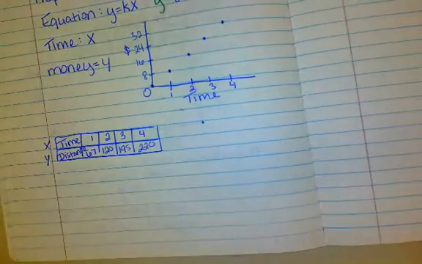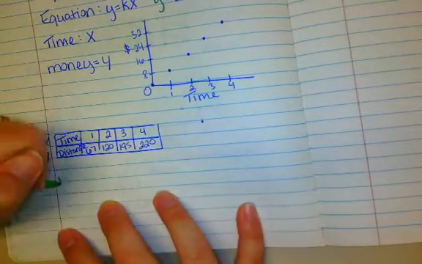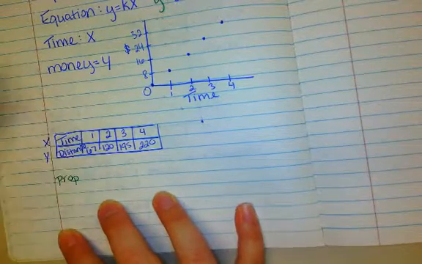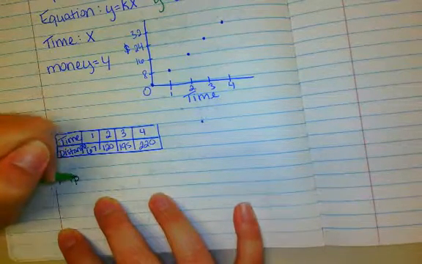In order to find out if this is a proportional relationship, remember, I have to have the same constant.